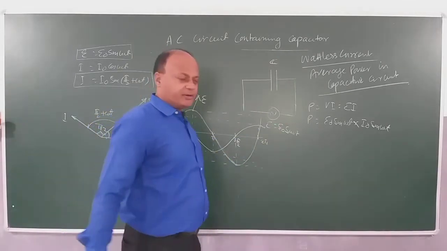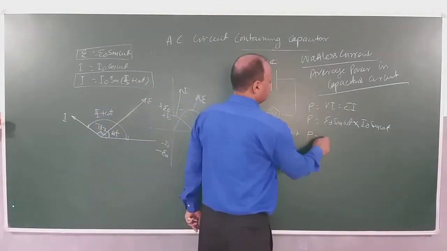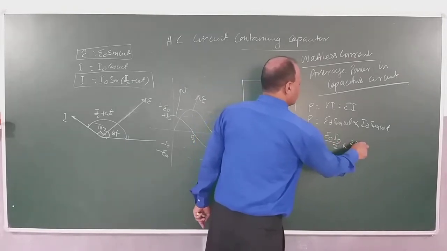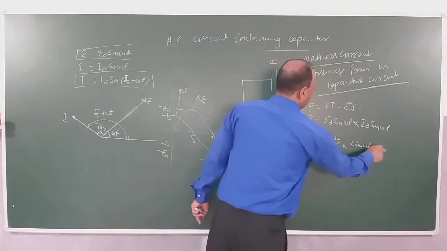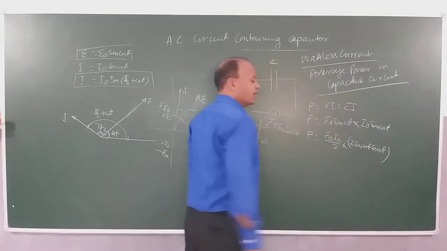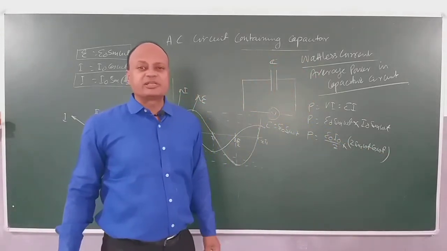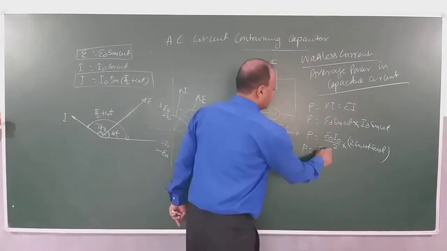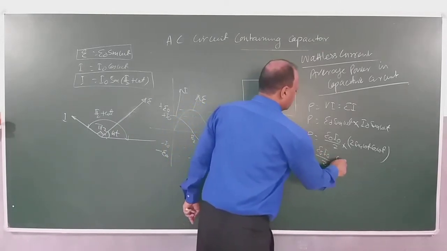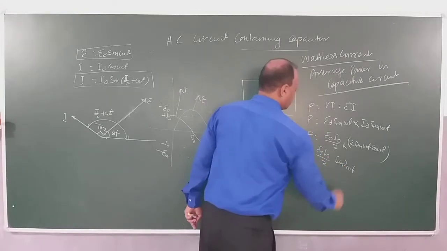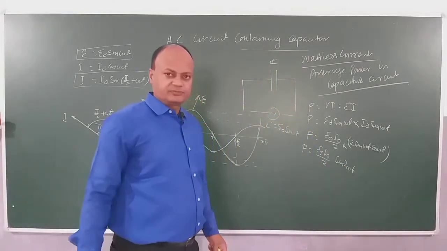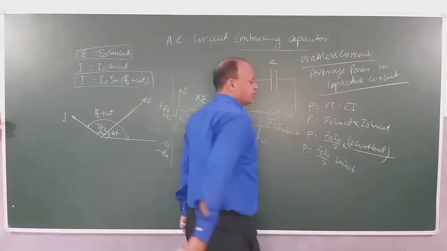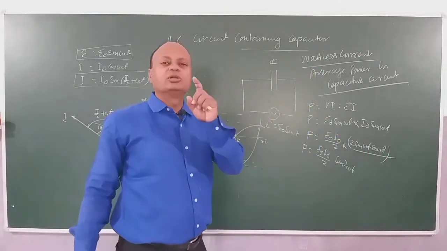Now we multiply and divide by 2, then I can write P is equal to E naught I naught by 2 into 2 sin omega t cos omega t. And 2 sin theta cos theta is equal to how much? sin 2 theta. So P becomes E naught I naught by 2 sin 2 omega t. This is power. Children, from mathematics, you know 2 sin omega t cos omega t is equal to sin 2 omega t.